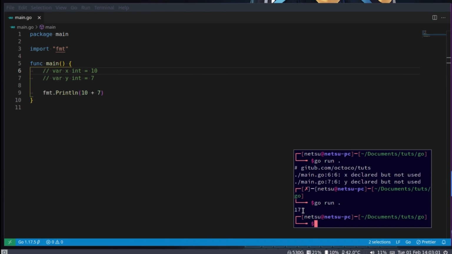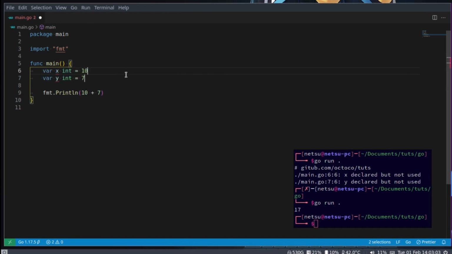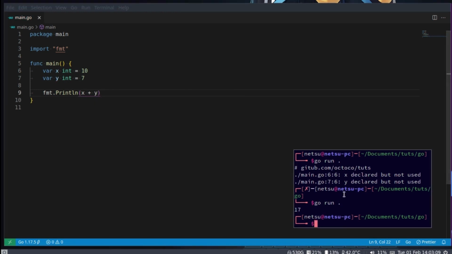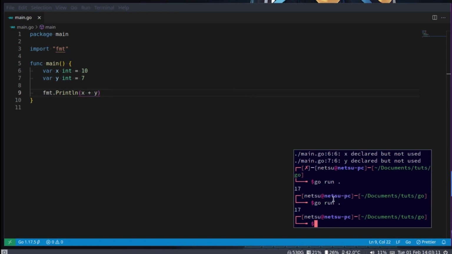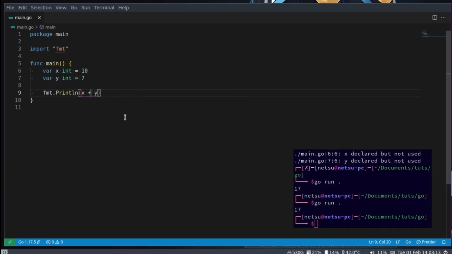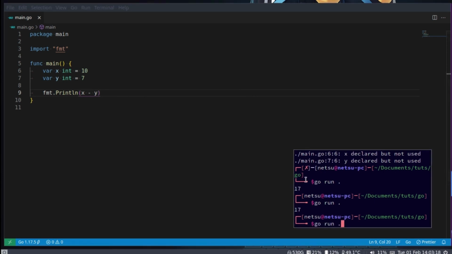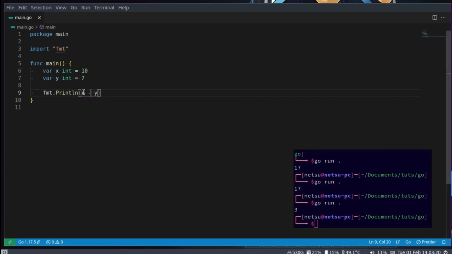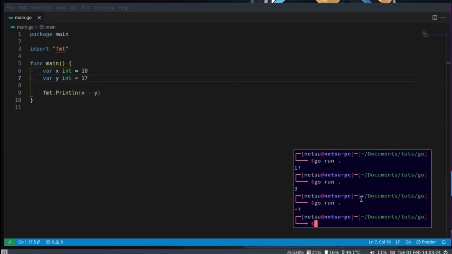There we go, 17. But we can do the same with variables, so we can replace these with variables like that. Now if we run it, we'll get the same output. Now this is for addition. You also have subtraction, so 10 minus 7, that would be 3. And if we were to increase this to 17, it can go down to the negatives, as you can see right there.